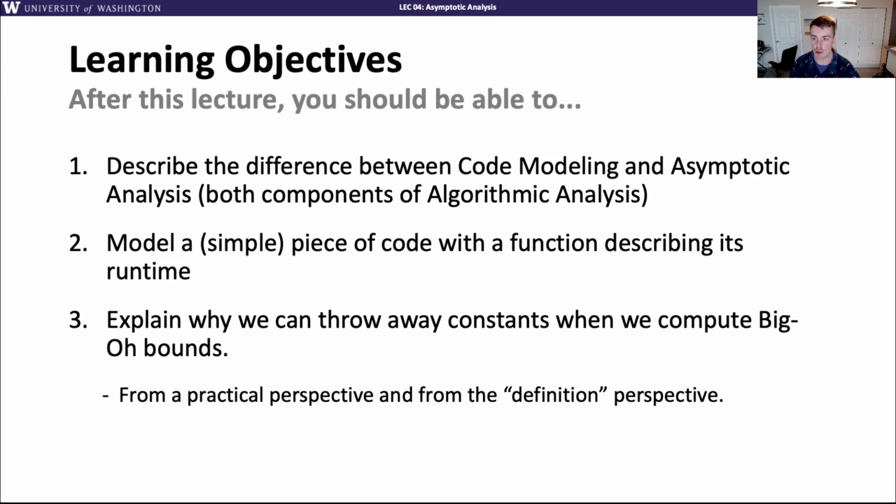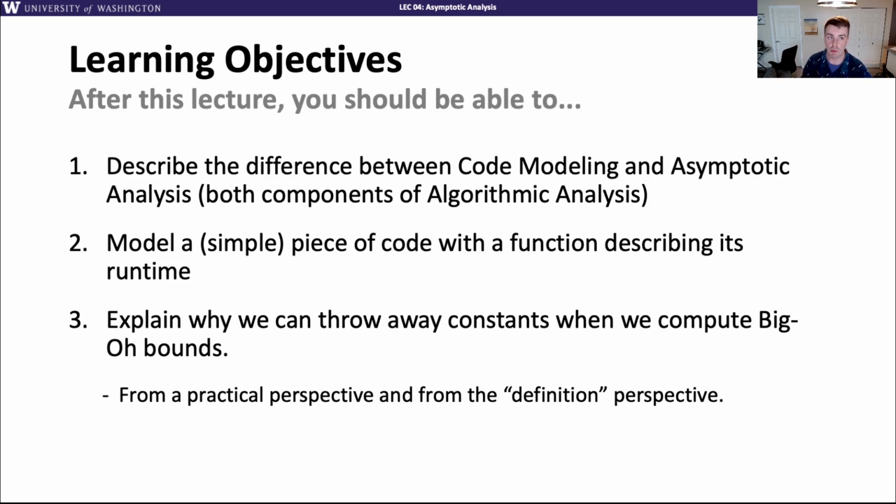Okay, so what are our learning objectives for today? After this lecture, you should be able to describe the difference between code modeling and asymptotic analysis. These are components of what we call algorithmic analysis. You should be able to model a simple piece of code with a function describing its runtime, and honestly, we'll still get to some more complex ones soon. And explain why we can throw away constants when we compute big O bounds, both from the practical perspective, why it's okay for us to use this as a tool, and from the perspective of the definition of big O, which we'll introduce today.